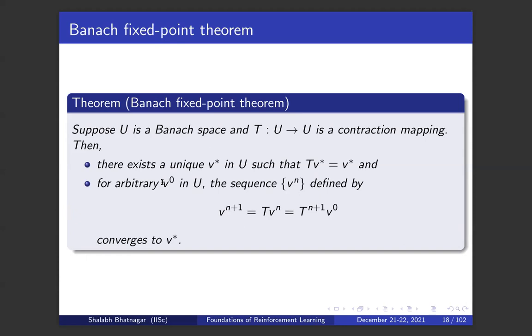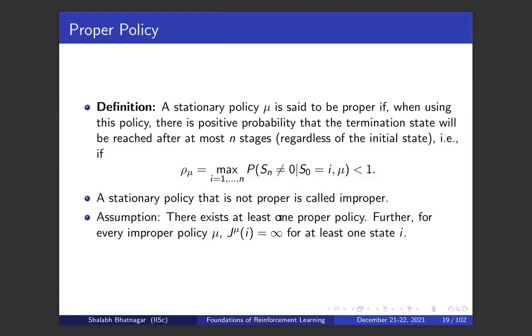And moreover, if you start from any V0, pick any point V0 in U, then you obtain a sequence Vn derived in this manner: Vn plus 1 is TVn. So you start from V0, you get V1 by applying this operator T. You plug in V1, you get V2 by applying T on V1, and so on, which in general will be T to the n plus 1 of V0. As n goes to infinity, this will converge to V star, the unique fixed point of this operator T. This is something that we will make use of as far as these operators T and T mu are concerned.